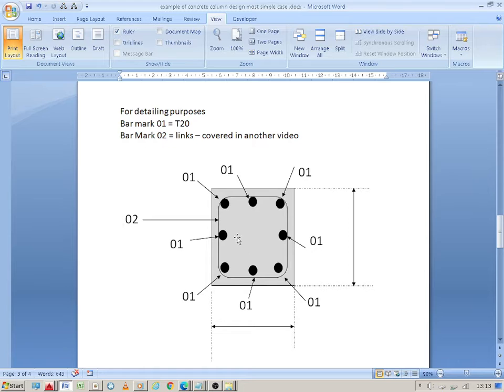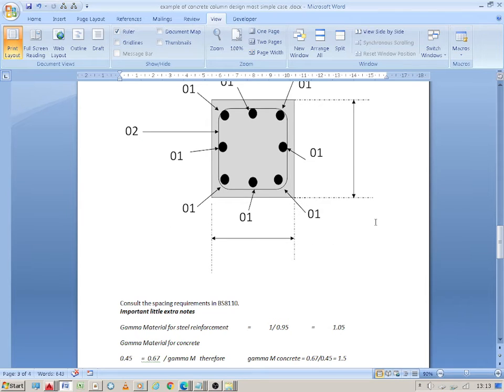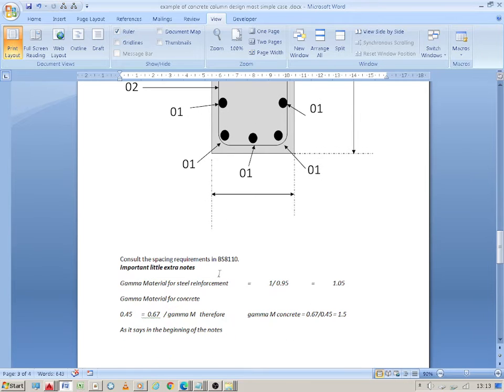So that would look like this. Bar mark 01 would be T20, so I have 1, 2, 3, 4, 5, 6, 7, 8. It's drawn a bit rough because it's in Word, but they should all be equally spaced around the perimeter, all the same size, and then 02 is links, not covered in this video. D and B are the same, 300 millimeters. Also consult the spacing requirements in BS8110 for detailing.